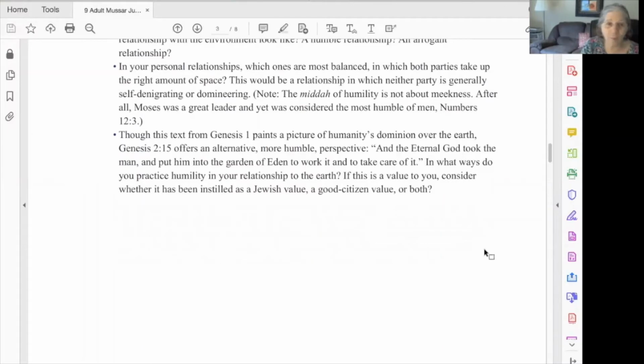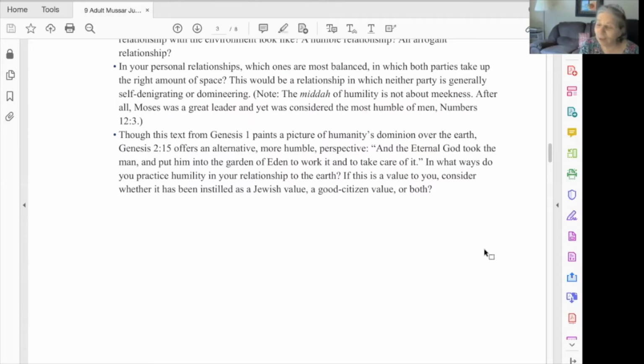The question asks, in what ways do you practice humility in your relationship to the earth? And if this is a value to you, consider whether it has been instilled as a Jewish value, a good citizen value, or both. A lovely discussion for the large group to explore. And people may even express surprise that they didn't know there were two separate versions of the creation story in Genesis. So this is a very enriching text because it presents an expanded view of creation and why we're here and how can we care for the earth in these particular times of environmental challenge and difficulty.